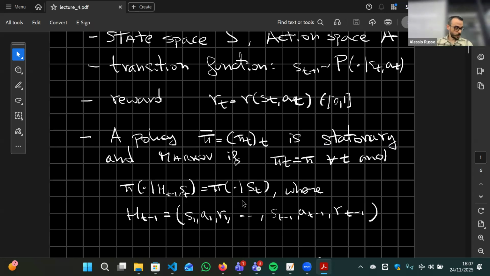And then we define a policy to be a collection of probability kernels, such that based on the data you have observed so far, these kernels define how the next action will be sampled. But for simplicity, we just assume the policy to be a collection of stationary and Markov policies, so that the distribution over time is always the same. And the policy pi depends only on the last state and not on the entire history. So here we denote h_{t-1} the entire history up to and including t-1.